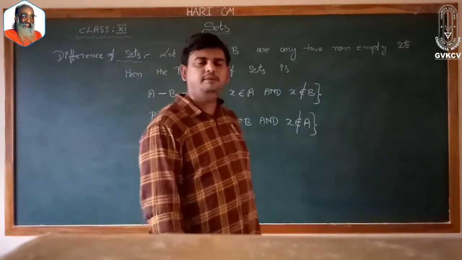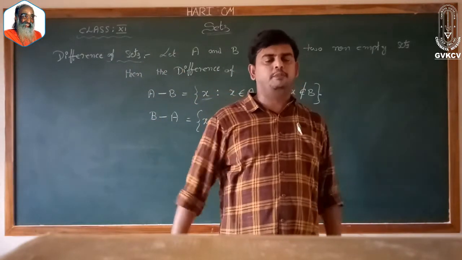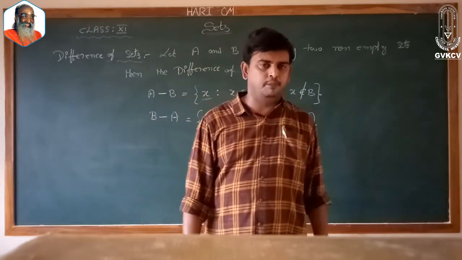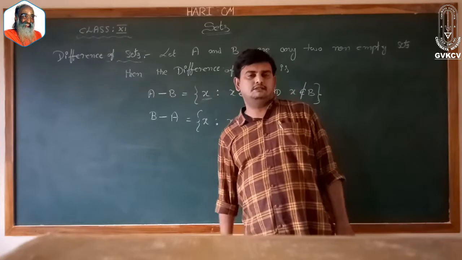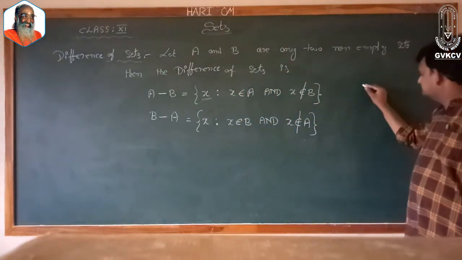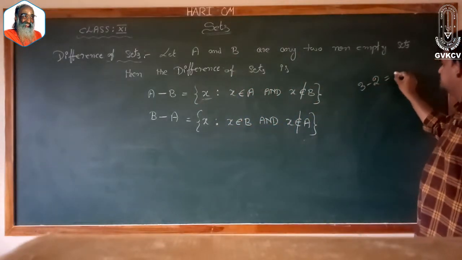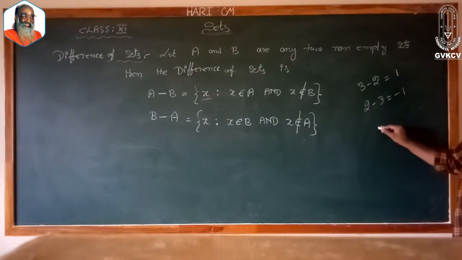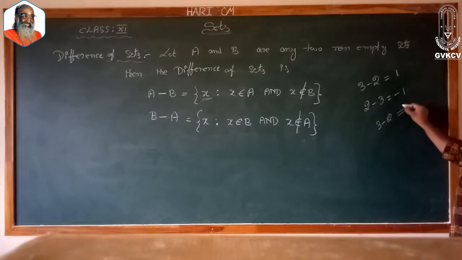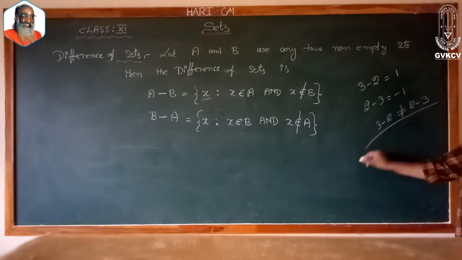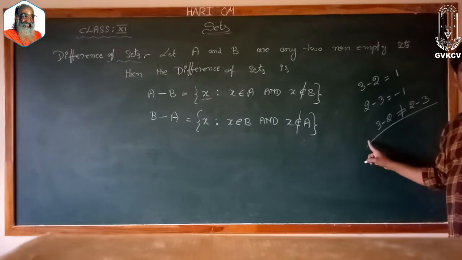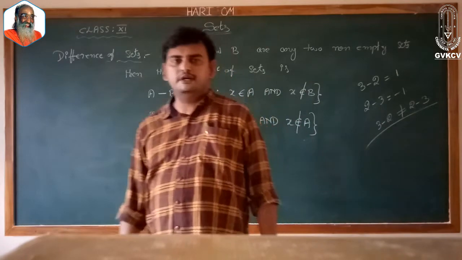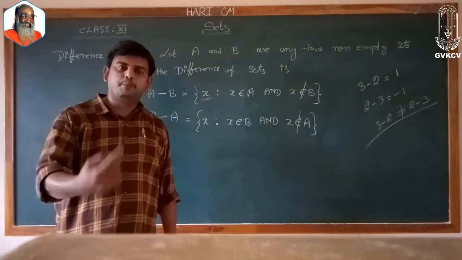Now A union B satisfies the commutative property. Intersection also satisfies the commutative property. Now what about the difference? Let us see here. 3 minus 2 is 1. 2 minus 3 is minus 1. Meaning 3 minus 2 is not equal to 2 minus 3, which does not satisfy the commutative property.